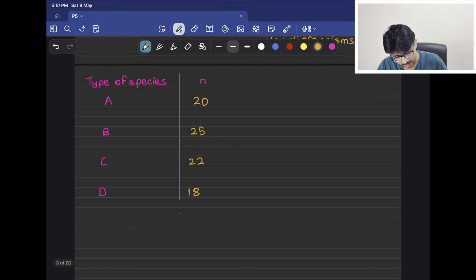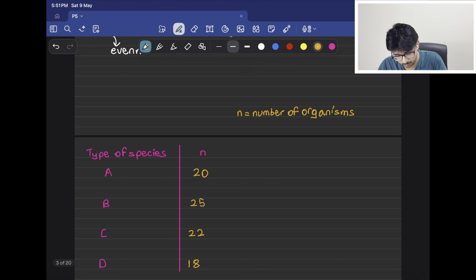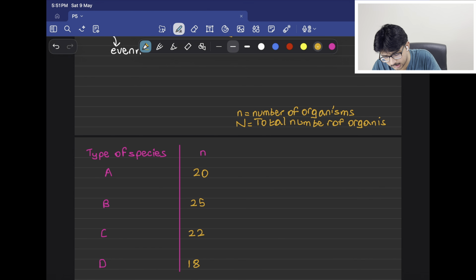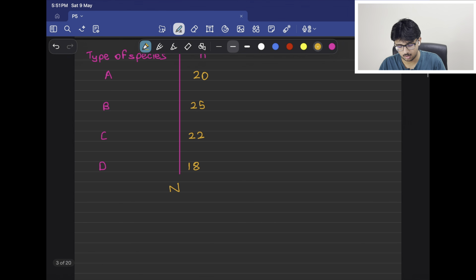Now take a look at this. Small n refers to the number of organisms, and capital N, you guessed it, and even if you didn't, it's fine, refers to the total number of organisms. So how are we going to get the total number of organisms? Basic stuff. Just add all of the numbers together. So this is going to be 20 plus 25 plus 22 plus 18, which is equal to 85 organisms in total.